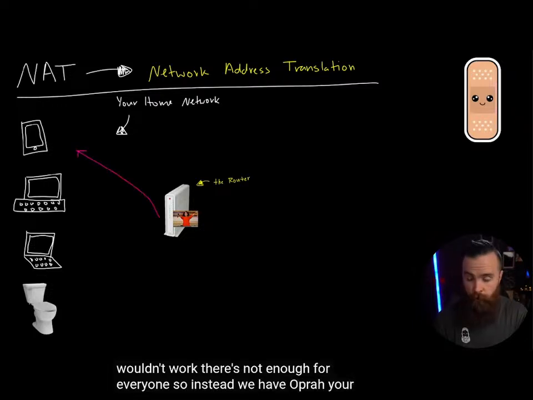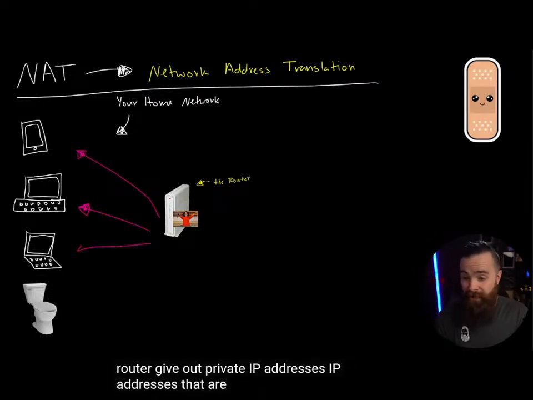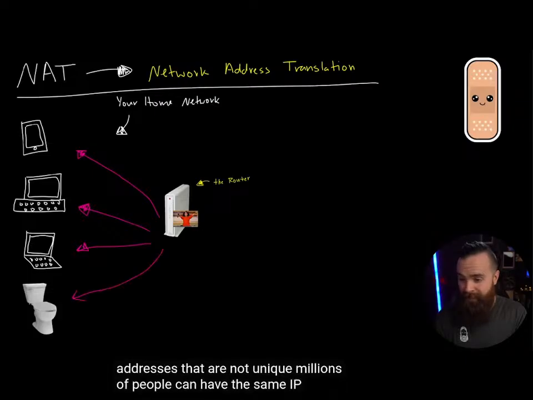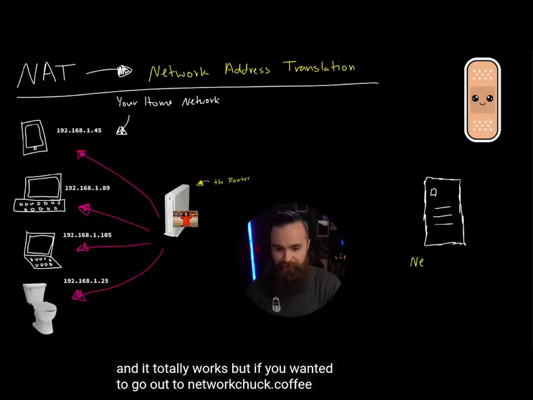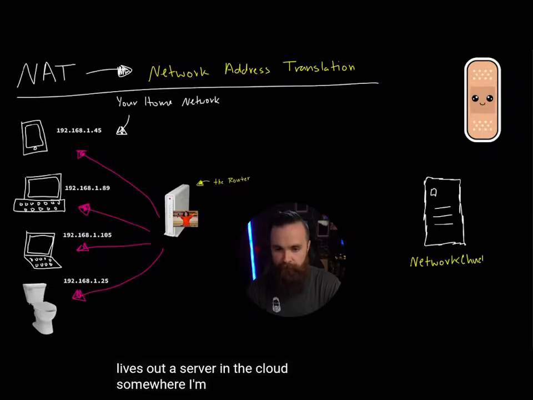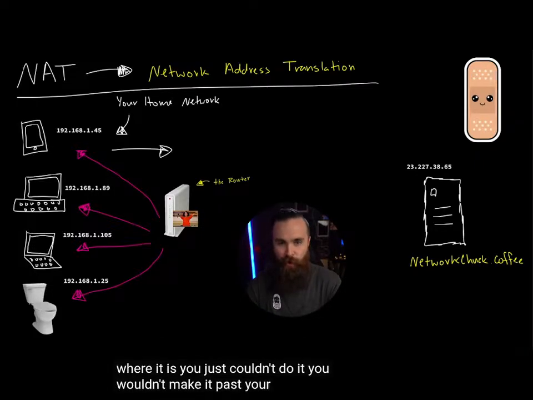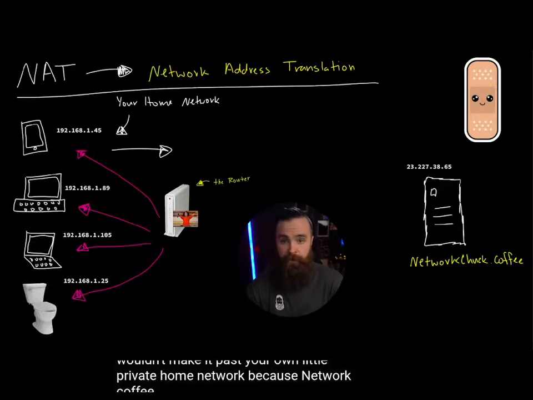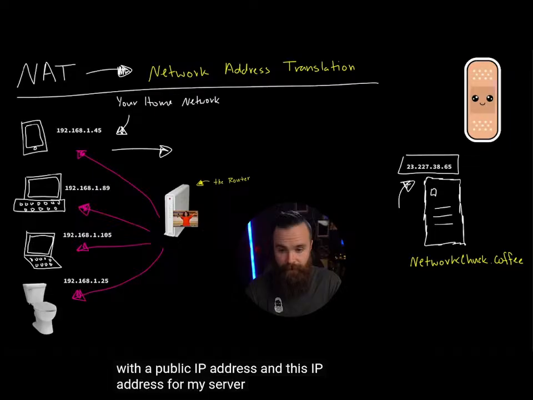So instead, we have Oprah, your router, give out private IP addresses. IP addresses that are not unique. Millions of people can have the same IP address, and it totally works. But if you wanted to go out to networkchuck.coffee, which lives on a server in the cloud somewhere, I'm not gonna tell you where it is, you just couldn't do it. You wouldn't make it past your own little private home network because networkchuck.coffee is on a server on the internet with a public IP address. And this IP address for my server is totally unique.